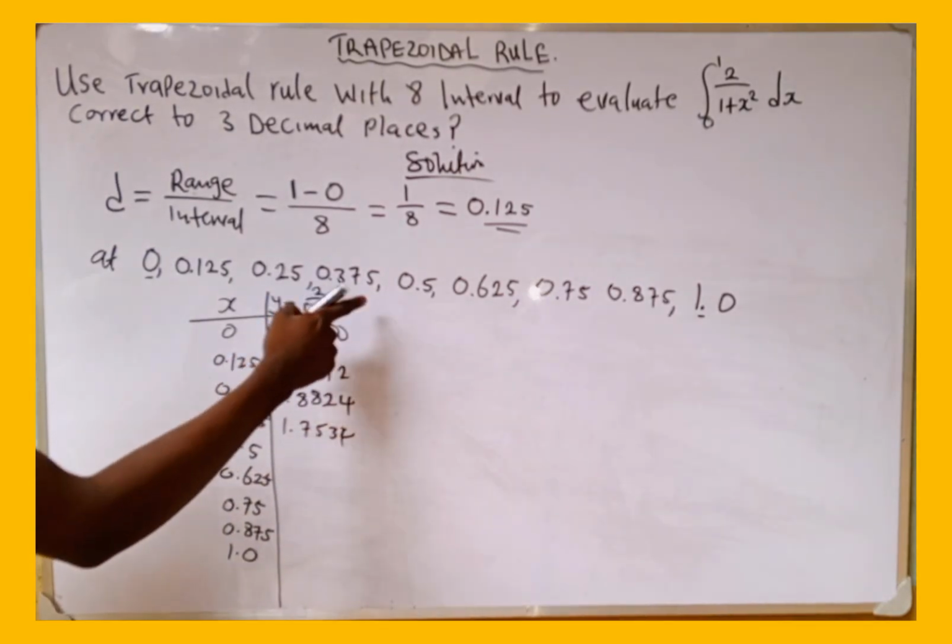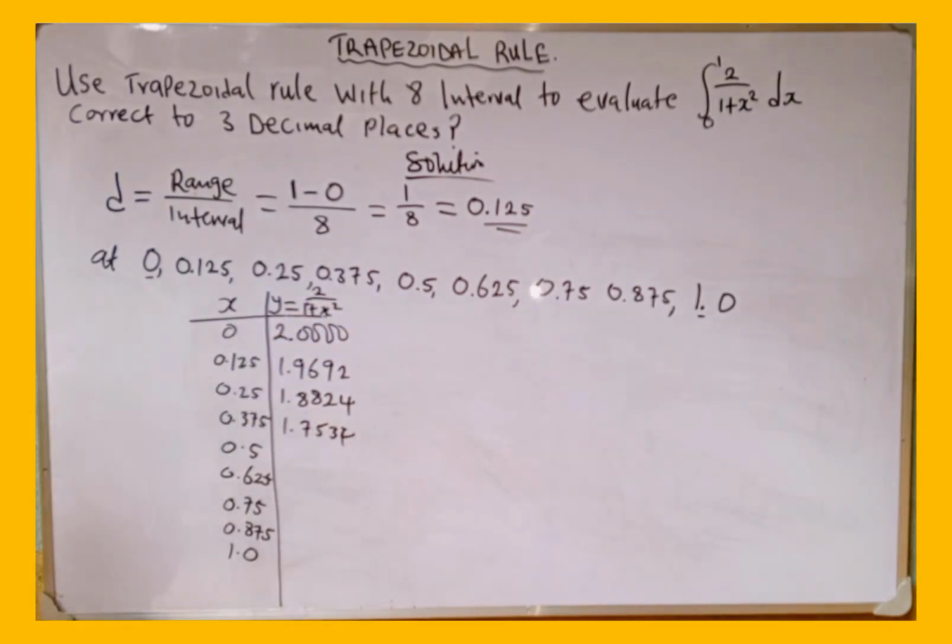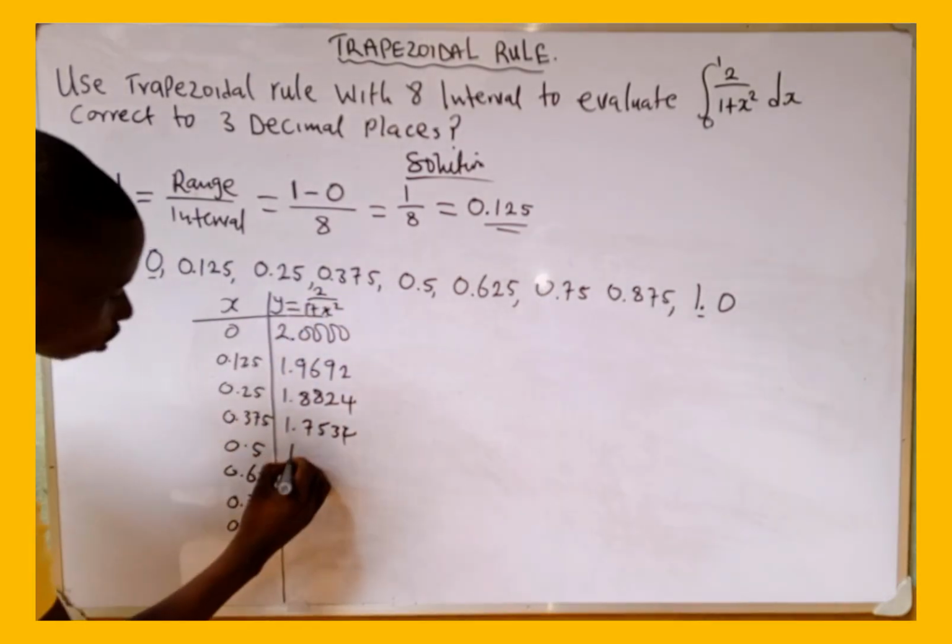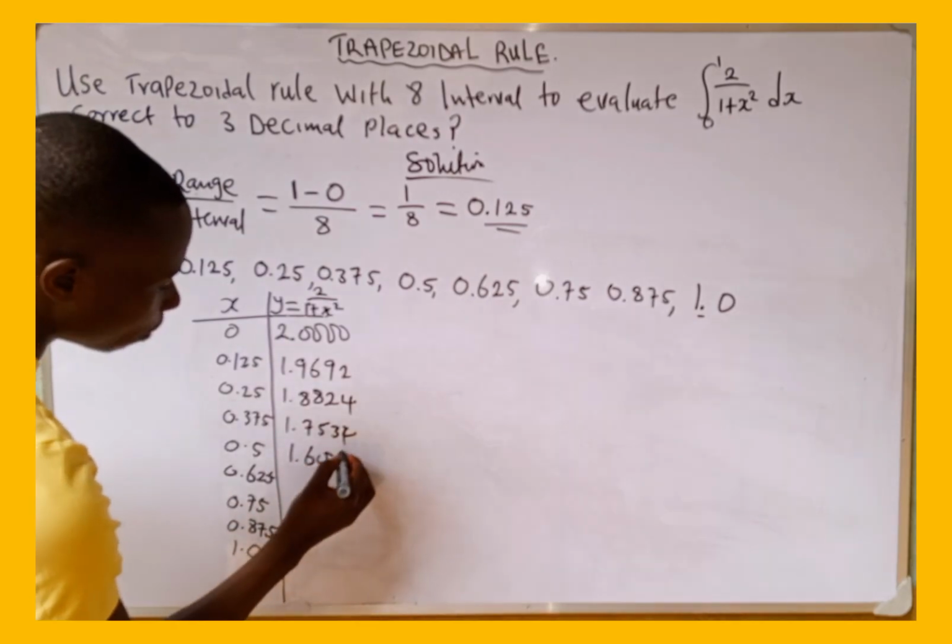You plug in here, you square it, 1 plus answer, you press equal to, then 2 divided by answer is going to give us what? 1.6. So you can put 1.6000.